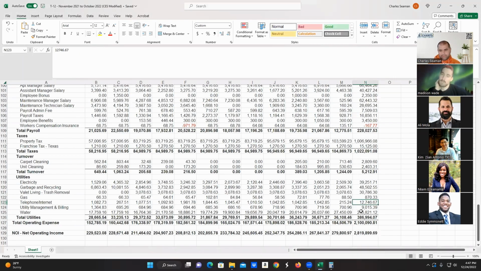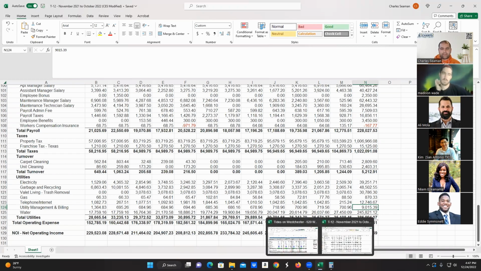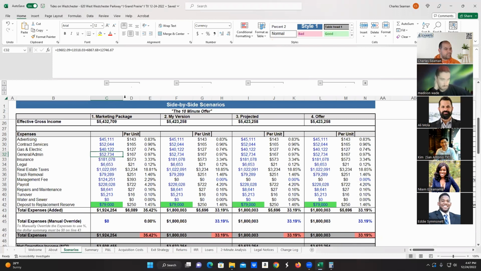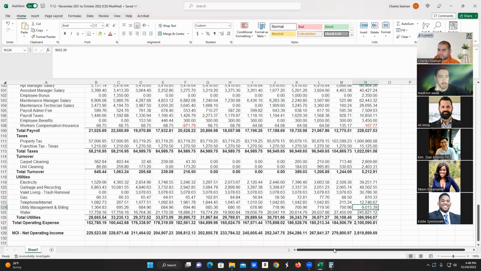Okay, so utility management and billing, where's that going to go? G&A. Right. What's that for usually? I can't remember. Kim, do you want to take a stab at it?